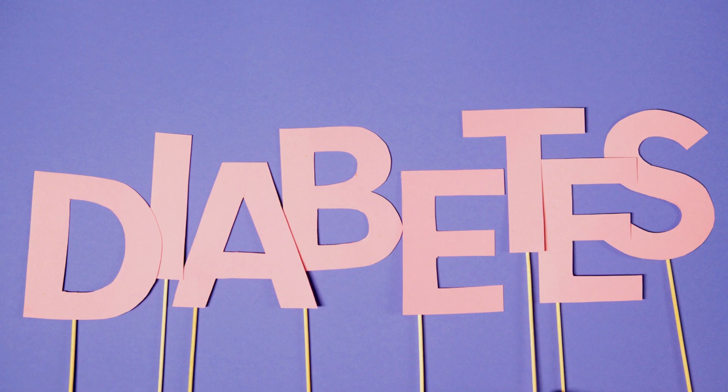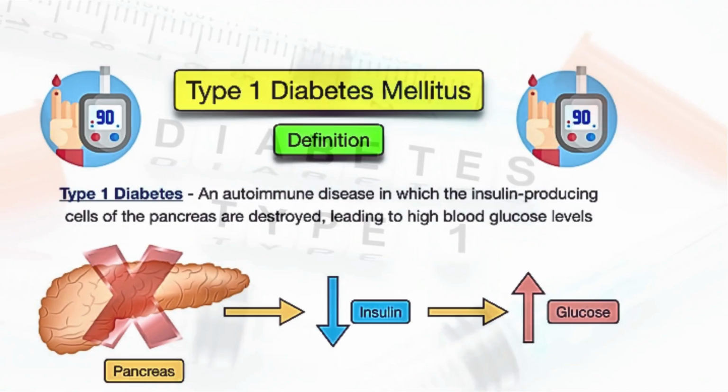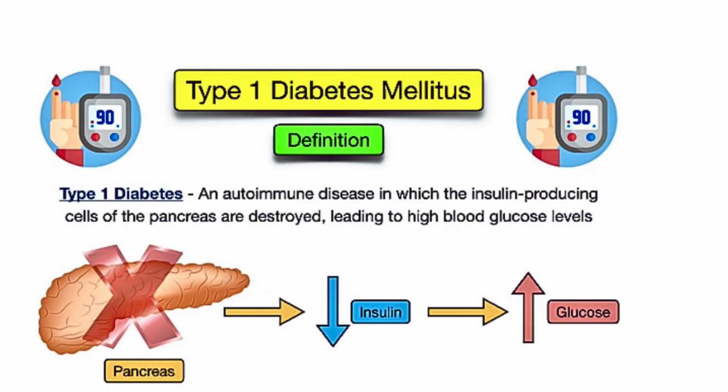What are the types of diabetes? There are several types of diabetes. The most common forms include type 1 diabetes. This type is an autoimmune disease in which your immune system attacks and destroys insulin-producing cells in your pancreas for unknown reasons. Up to 10% of people who have diabetes have type 1. It's usually diagnosed in children and young adults, but it can develop at any age.